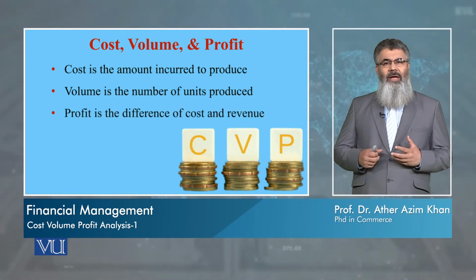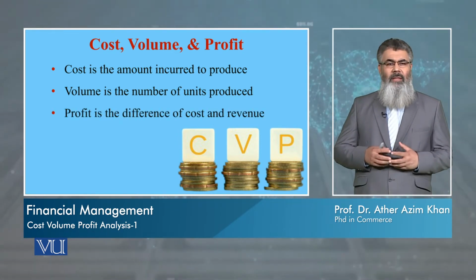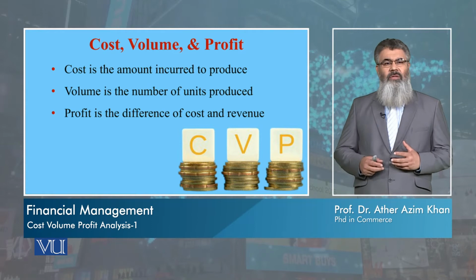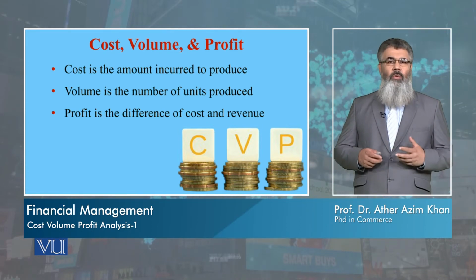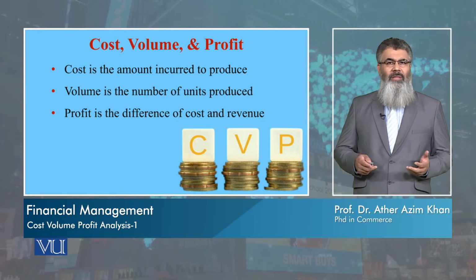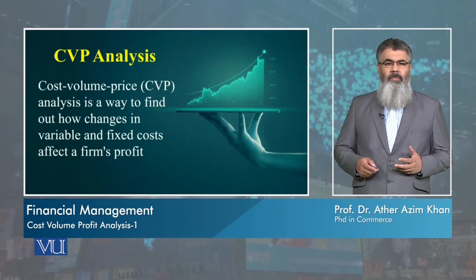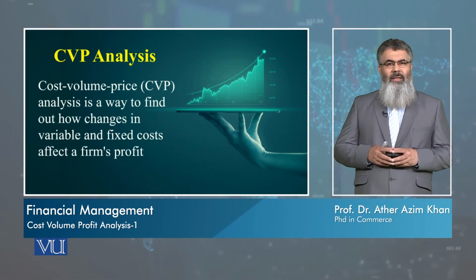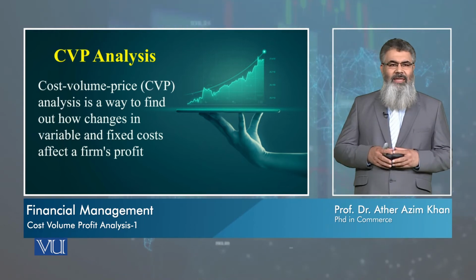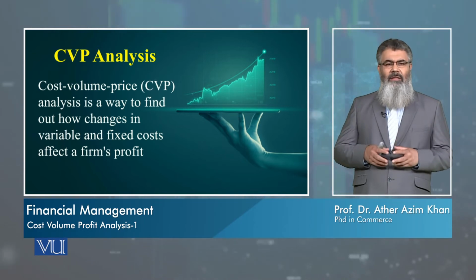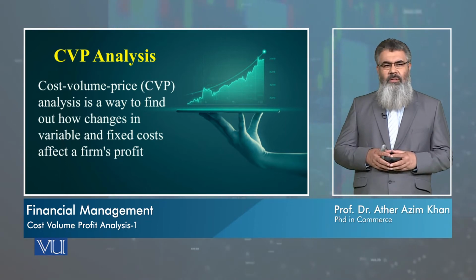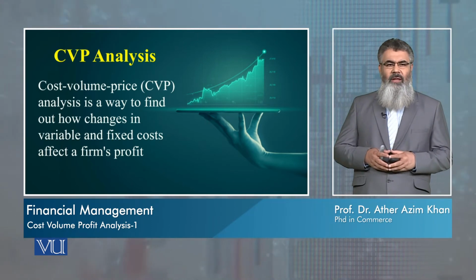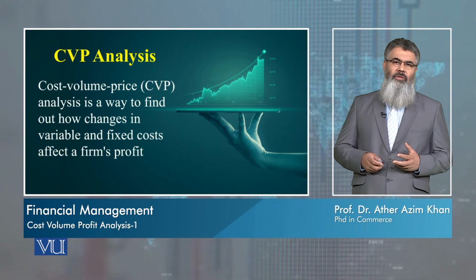The third thing is that we have to see what is the impact of the two on profit, because profit is nothing but the difference of revenue and cost. The more the revenue, the more the profit. The less the cost, the more the profit. In CVP analysis, what we actually do is that we try to see what are the changes in the variable and fixed costs, and how do these two things affect the firm's profit when the volumes are changed.